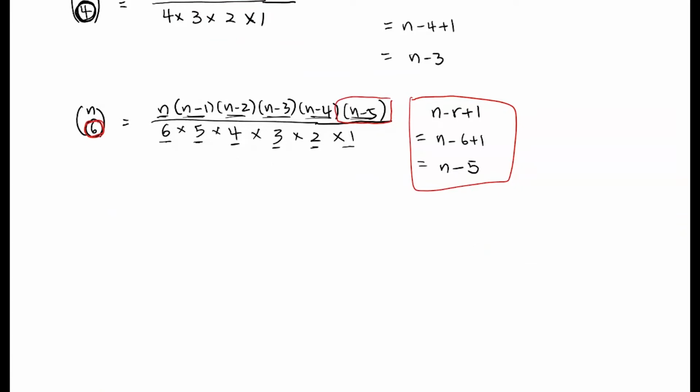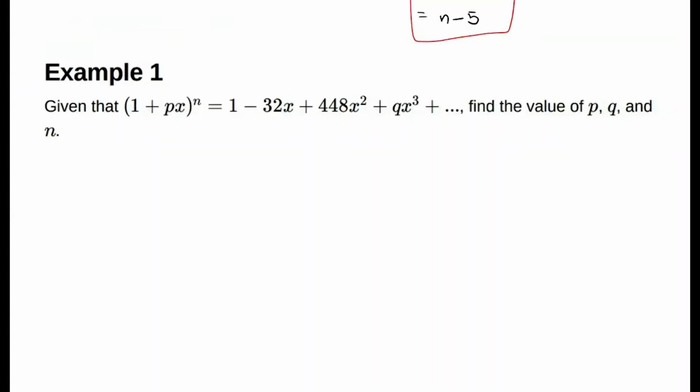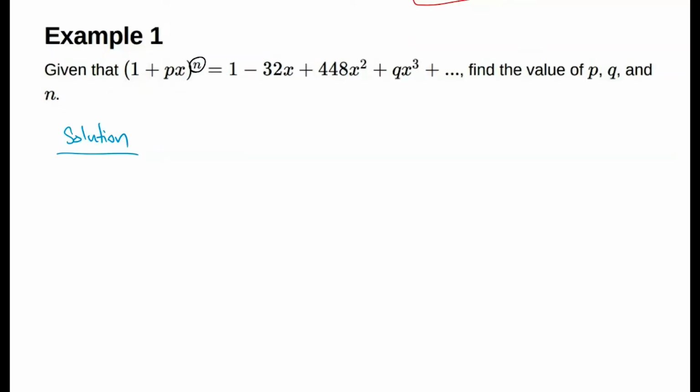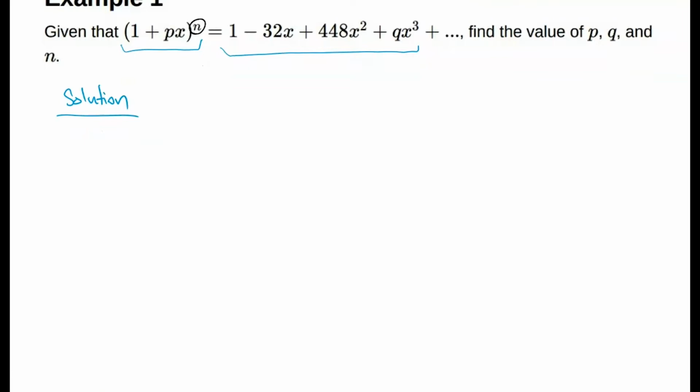Let's do the first example. Let me paste the first example in. Example 1. You can see here your n is unknown. The first thing that I need to do for this question is they tell us that when we expand the left hand side, we should get this. So of course I'm going to do my expansion, 1 plus px to the power of n. But I will only expand it up to x cubed.